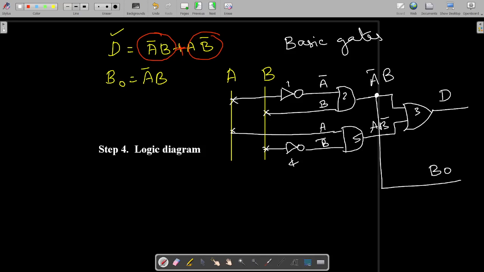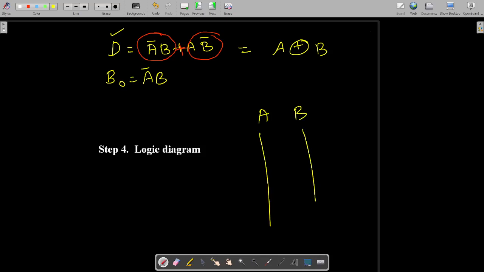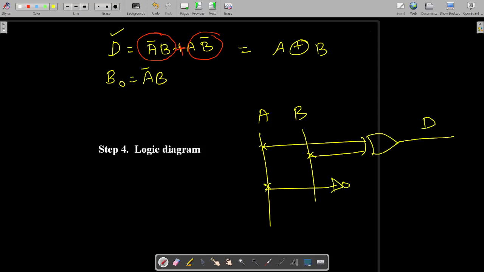But if you use the XOR gate, then we will have only 2 gates, because this expression is nothing but A exclusive or B. So I can draw this logic diagram like this: inputs A and B, and then you draw this XOR gate. This is your D. Then you take A bar B, for which we need 3 gates here. Yes, this is B naught. So this is the logic diagram using XOR.